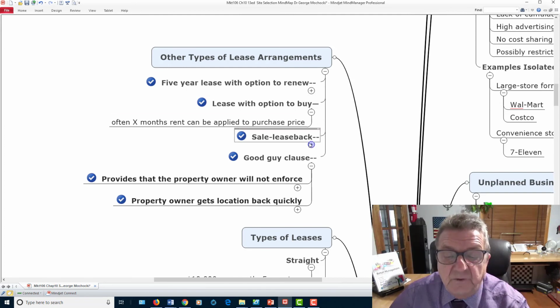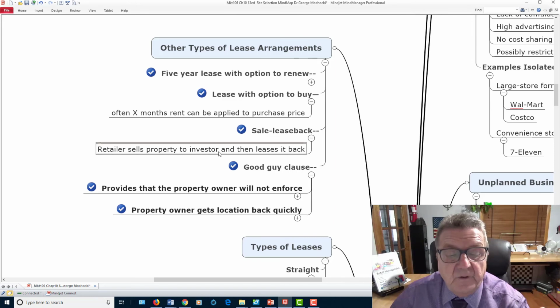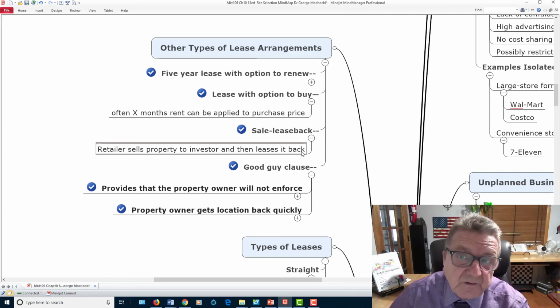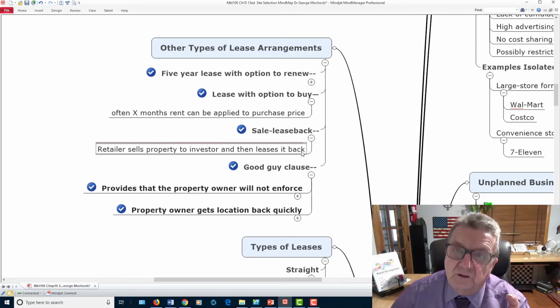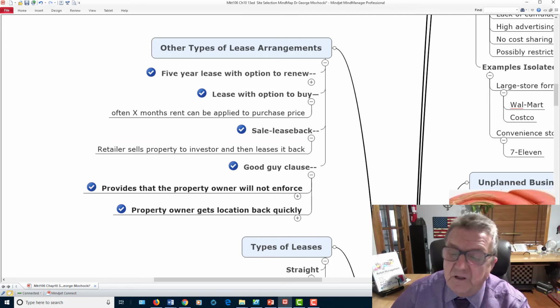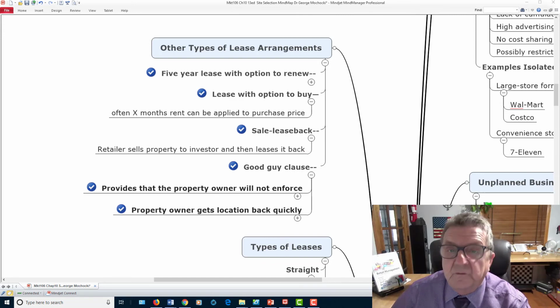Okay, sale-leaseback. That means a retailer sells property and then leases it back. A lot of companies do that because they get a higher tax write-off as an expense than owning the property and just paying the taxes. But remember, the new administration under Trump is getting rid of a lot of regulations, but it's also getting rid of a lot of the deductions businesses have.